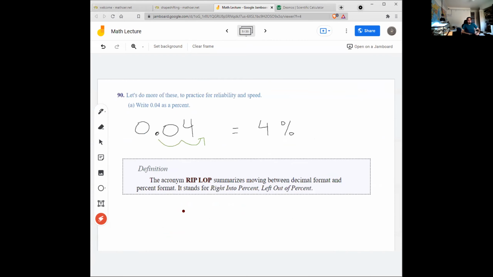Why is it always 2 scoots? Because percent is always about 100. And 100 is always 2 scoots when you times or divide.